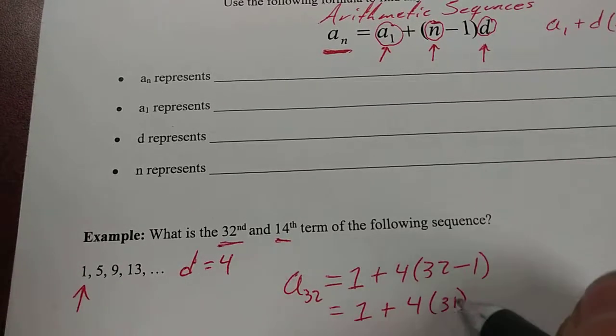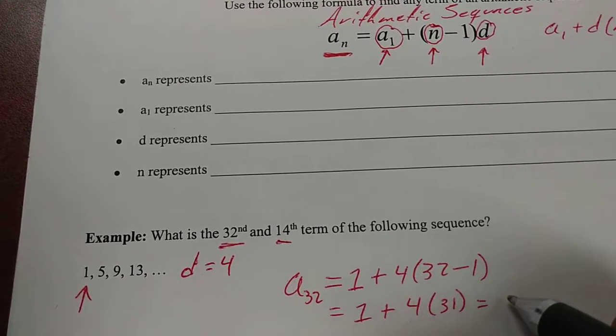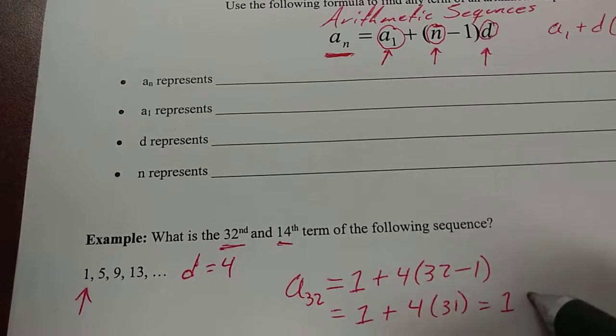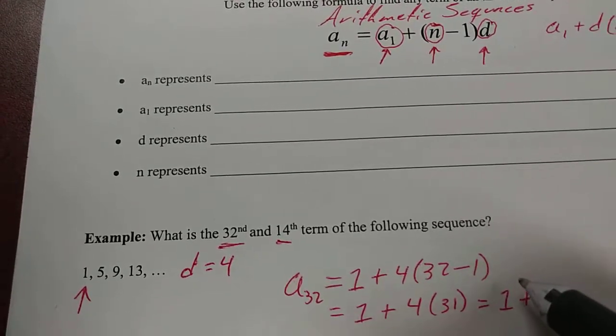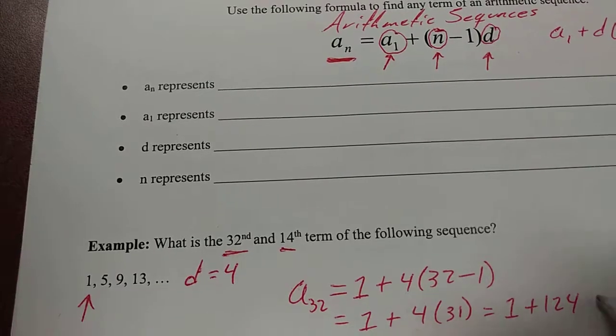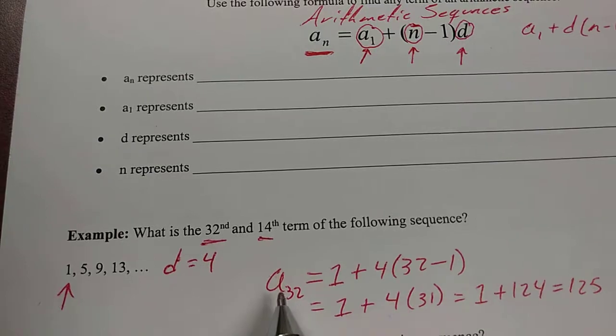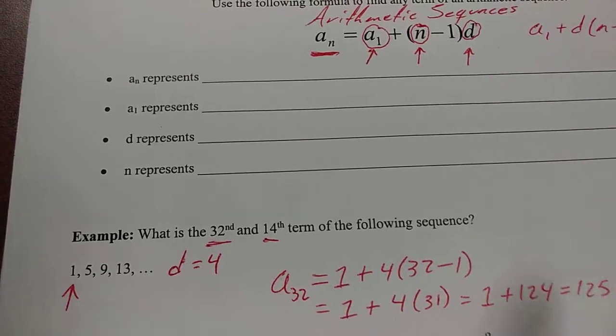And simplify this. So 4 times 31, that's going to be 124. You're going to get 1 plus 124, plus 1, that will give you 125. So the 32nd term is 125.